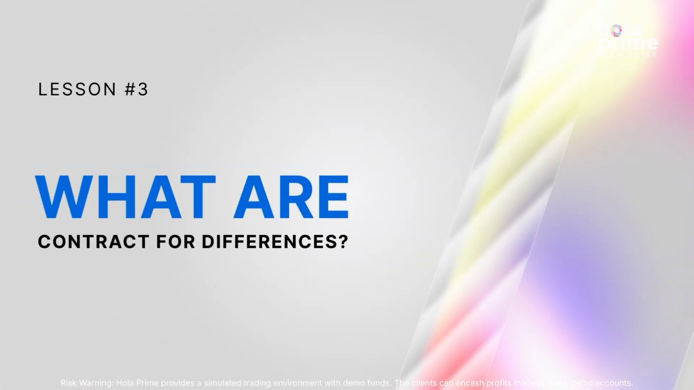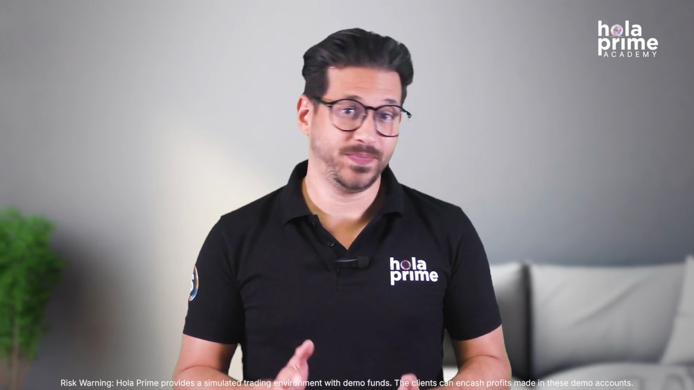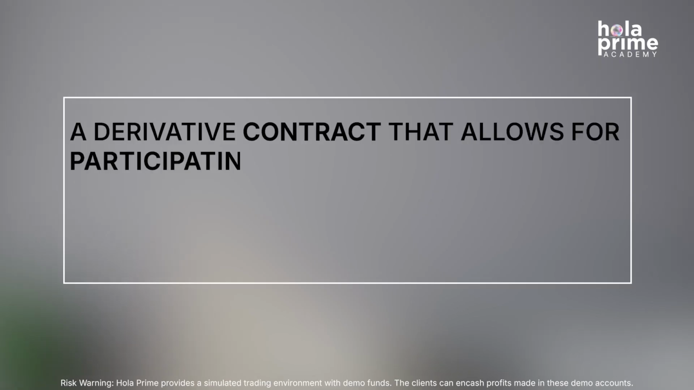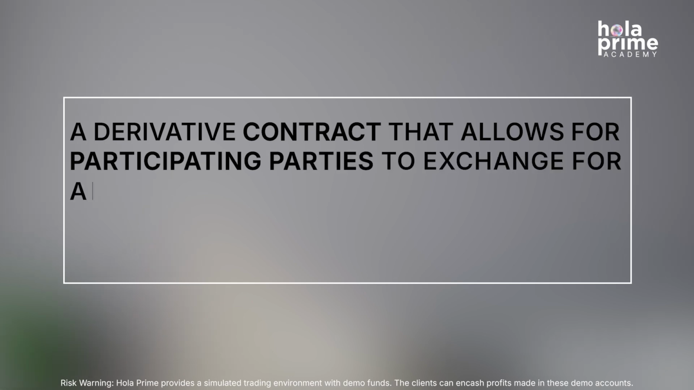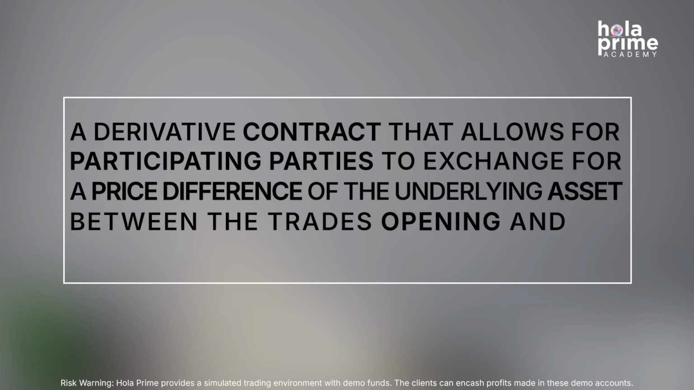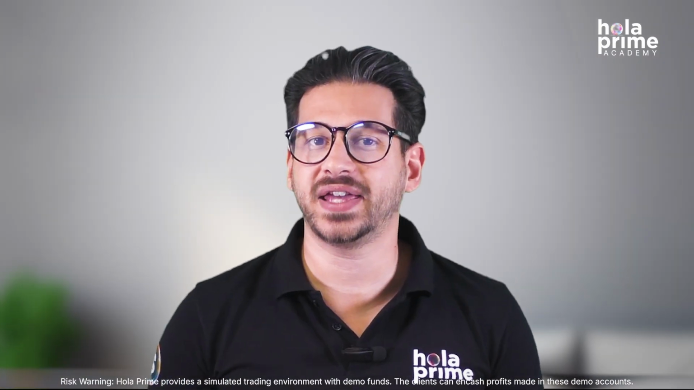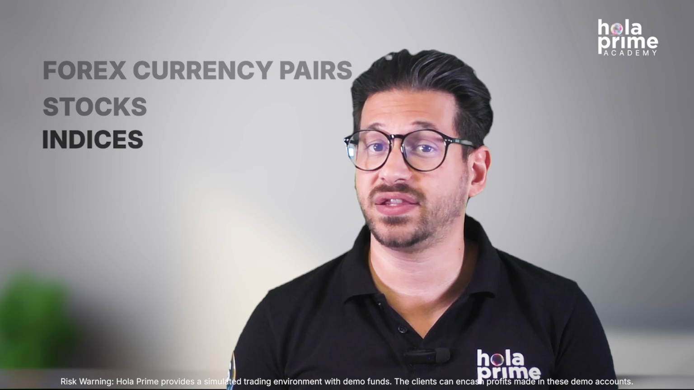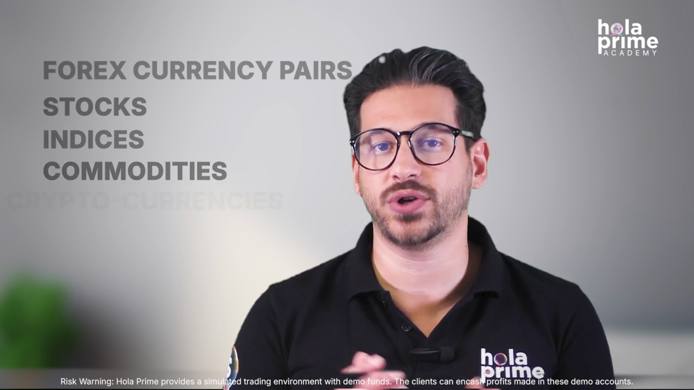So what exactly is a contract for difference? Well, in simple terms, it's a derivative contract that allows the participating parties to exchange the price difference of the underlying asset between the trade's opening and closing time. The underlying asset could be anything from Forex currency pairs, stocks, indices, commodities, to even cryptocurrencies.